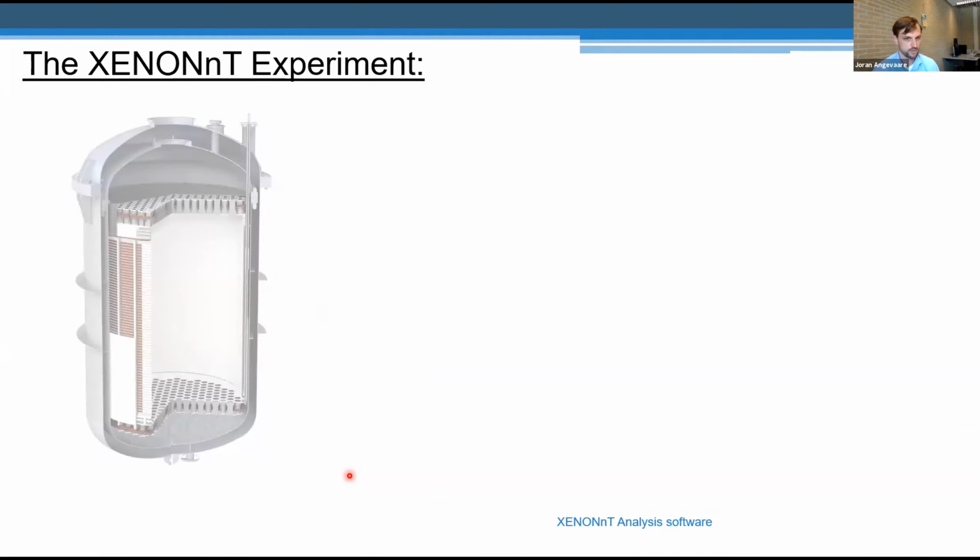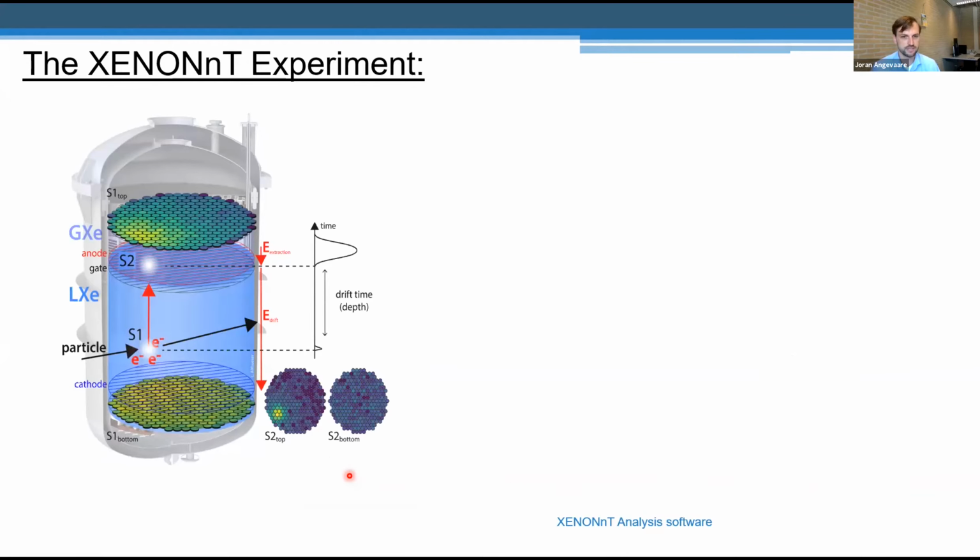Within this vessel, we have liquid xenon, and if a particle interacts, we create a first scintillation signal, which we call the S1, and the electrons that are freed in that interaction are drifted upwards because of an electric field, creating an S2. With those S1 and S2, we have all the information we need to do the physics, which may one day allow us to find dark matter.